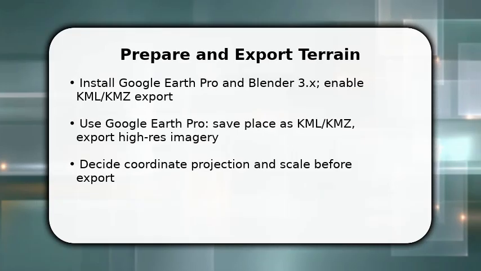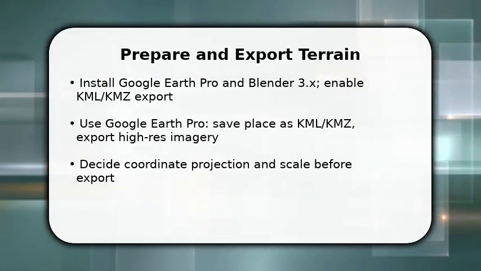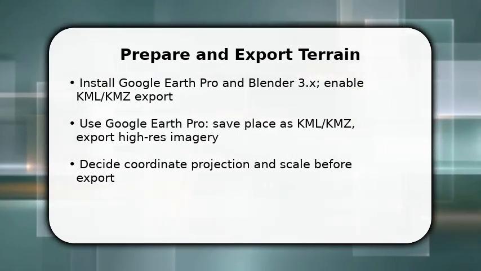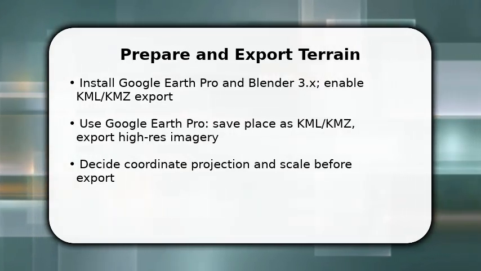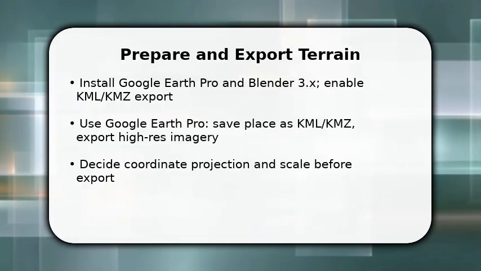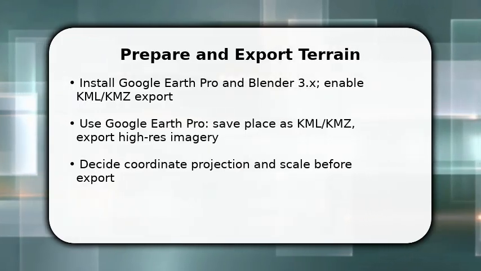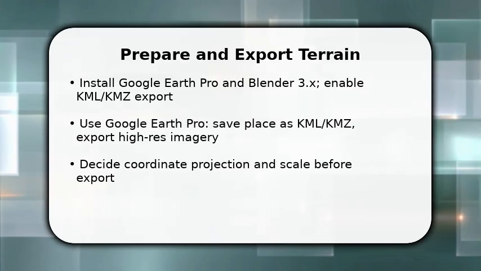You begin by exporting the area you need from Google Earth Pro. First, pick a precise placemark and save it as KML or KMZ. This preserves geometry. Once done, adjust Google Earth's imagery settings for higher resolution and export the image overlays.